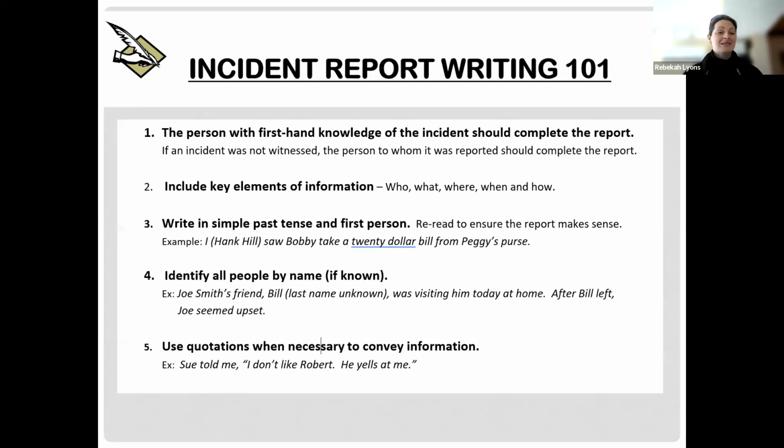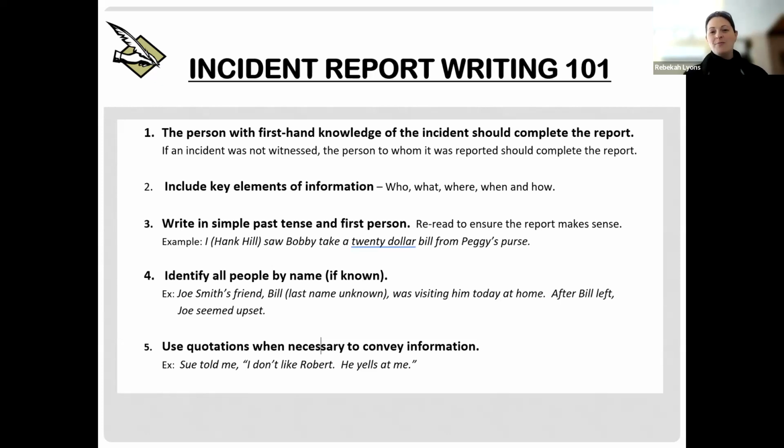Number 3, write in simple past tense and first person. This is my recommendation. Just so it's clear, I'll read reports all the time that flip back and forth between tenses, and it's just a little bit confusing. So again, reread it back, make sure it makes sense. This example here, Hank Hill saw Bobby take a $20 bill from Peggy's purse. It's very clear. I know who's involved.